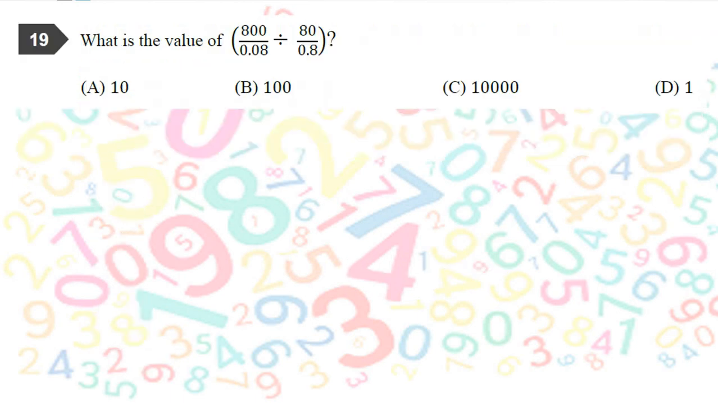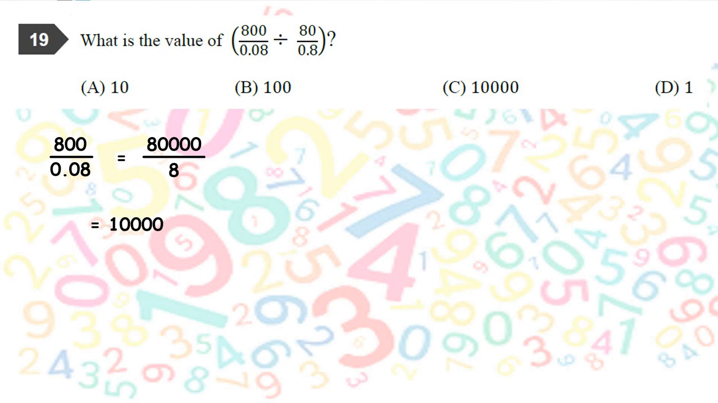Next question. What is the value of 800 by 0.08 divided by 80 by 0.8? So 800 by 0.08 is 80,000 by 8. Why? Because the point will get cancelled and we'll put two zeros in the numerator, because there are two decimal places. So 2 zeros will be put in the numerator. So it will be 80,000 by 8. And how much is 80,000 by 8?